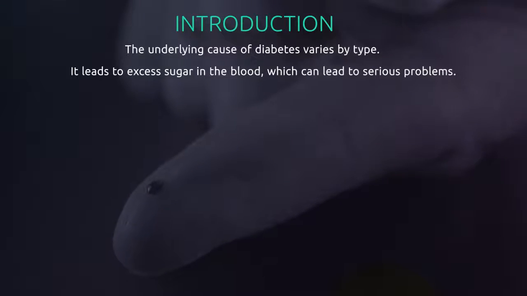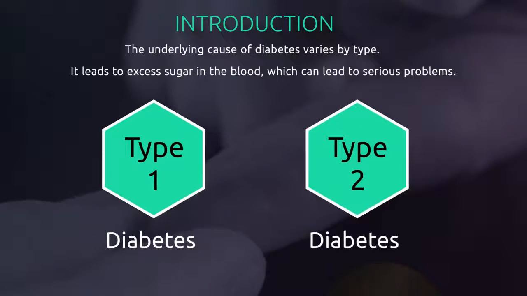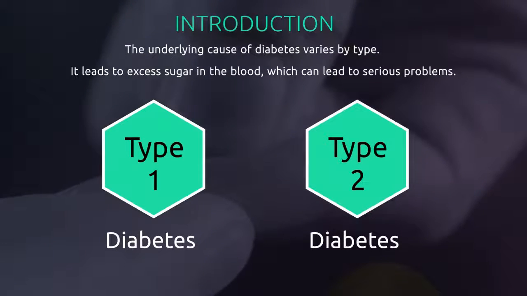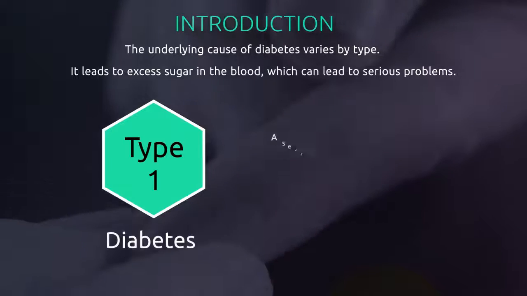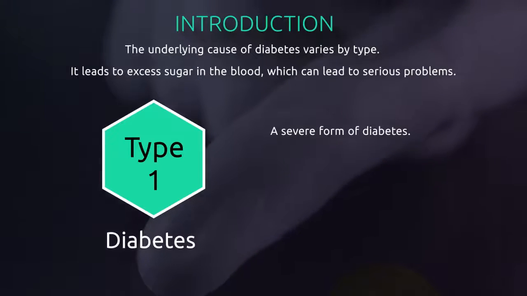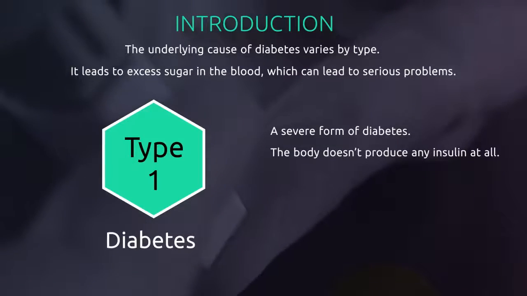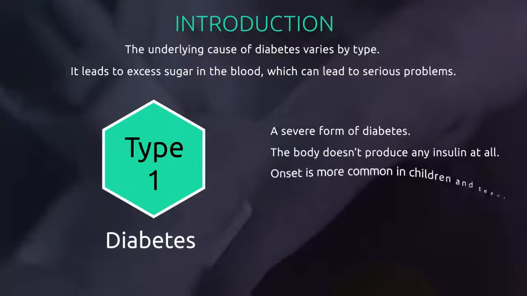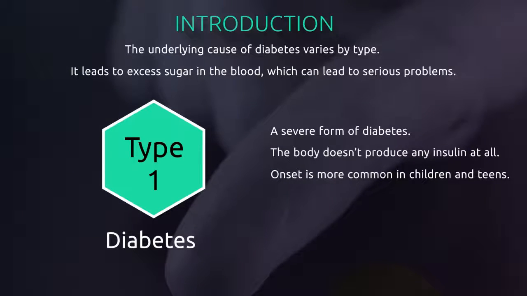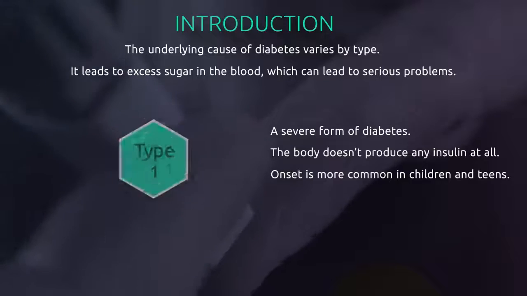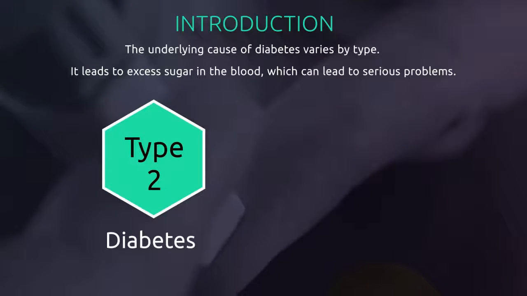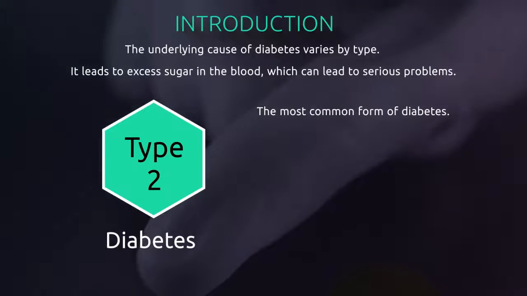Chronic diabetes conditions include type 1 and type 2 diabetes, which are the most common types of diabetes. Type 1 diabetes is a severe form of diabetes. In this, the body doesn't produce any insulin at all. The onset of type 1 diabetes is more common in children and teenagers. On the other hand, type 2 diabetes is the most common form of the disease.